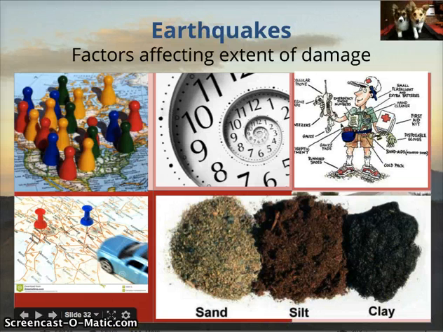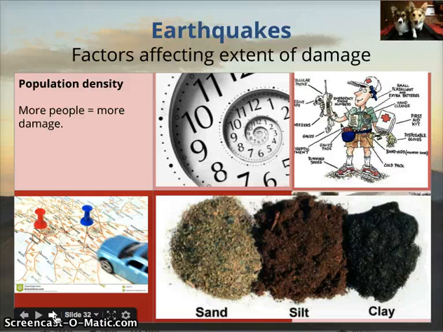Now, apart from its magnitude, the extent of damage caused by an earthquake may vary based on other factors. Obviously, stronger earthquakes will cause more damage, but there are many other factors that will change things as well. The first of which is population density. Now, earthquakes in densely populated areas, such as cities, cause more damage than in the countryside. Obviously, this is because there are more buildings, more homes.